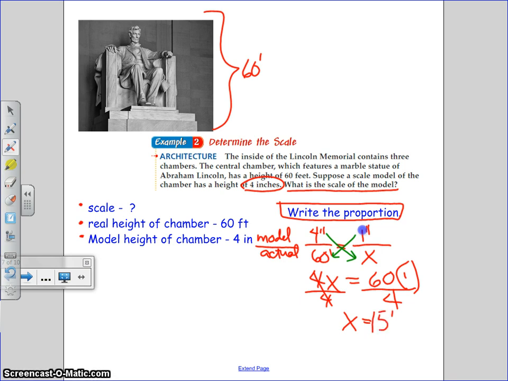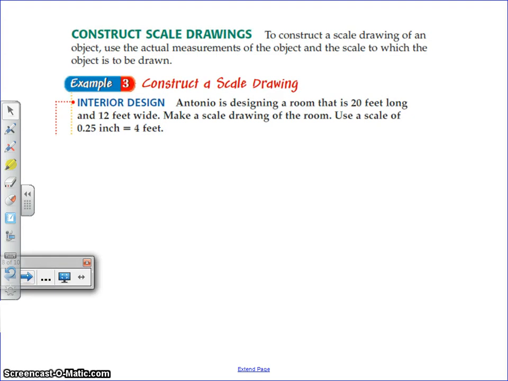What is that telling us? For every 1 inch on the model, it's actually 15 feet in real life. So it's 1 to 15. That's the scale. Everything we're going to learn today is how to actually construct a scale drawing. For a scale drawing, you're actually going to use the actual measurements of the object. And then we're given a scale, and we're going to draw it.